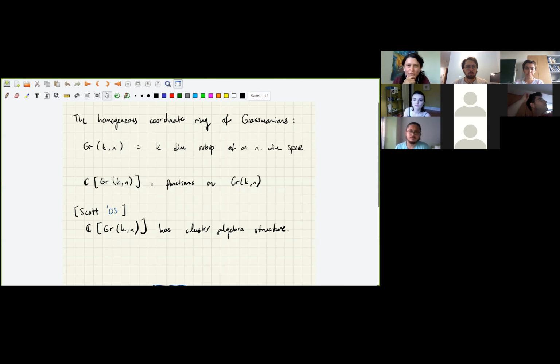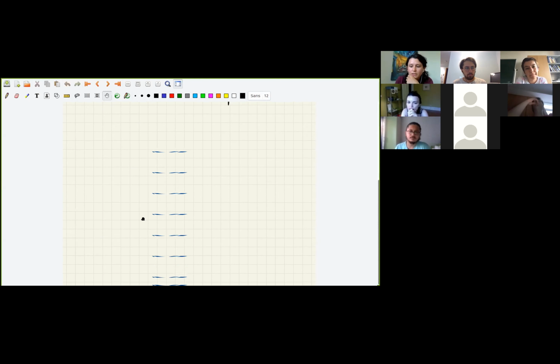Okay, another example I want to give is the homogeneous coordinate ring of Grassmannians. By Grassmannian Gr(k,n), we mean the k-dimensional subspaces of an n-dimensional space. We can consider the homogeneous coordinate ring of this space, which is the functions on this variety. Then Scott in 2003 showed that the homogeneous coordinate ring of the Grassmannian has a cluster algebra structure. They explicitly describe the cluster variables, and they also get the combinatorial dynamics in this ring.